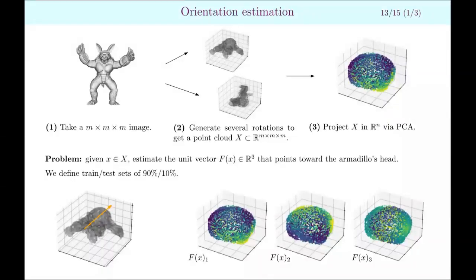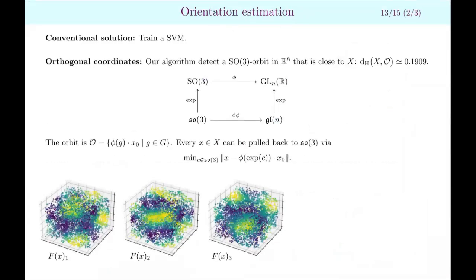How do you solve that? Well, you can choose the machine learning technique you prefer, for instance, SVM. But we propose something different, called orthogonal coordinates. If you reduce this point cloud to dimension 8 with a PCA, you will find with our algorithm that it is very close to an orbit of SO3. So we can describe the point cloud as an orbit of SO3, and thanks to that, we can also take the points back to the Lie algebra of SO3.